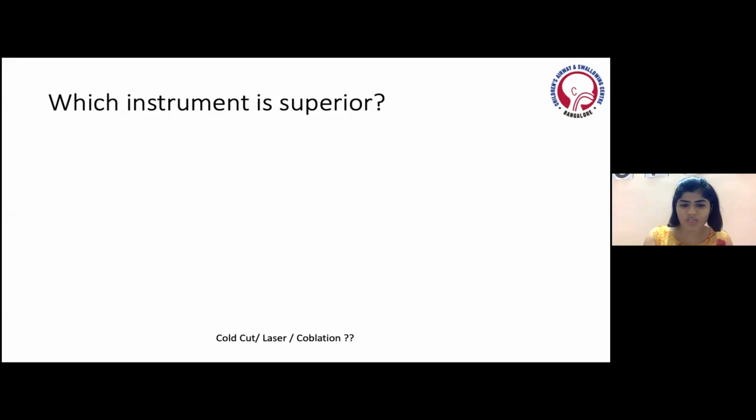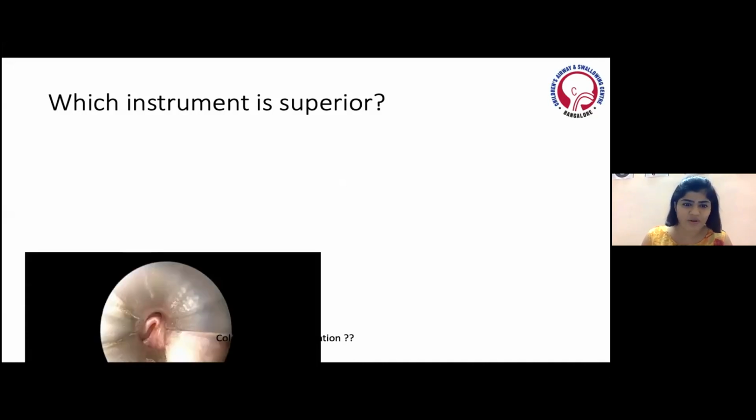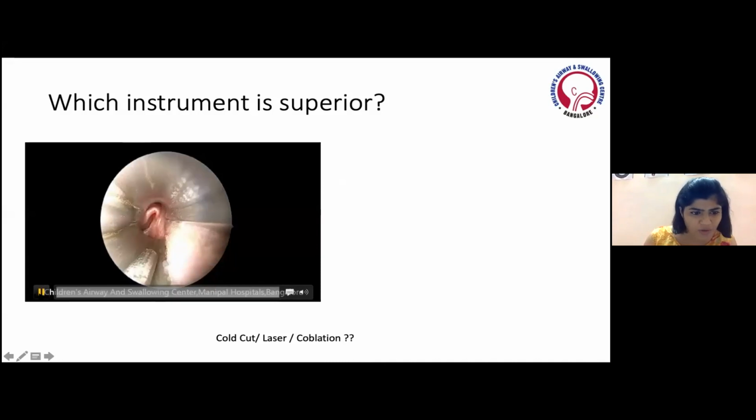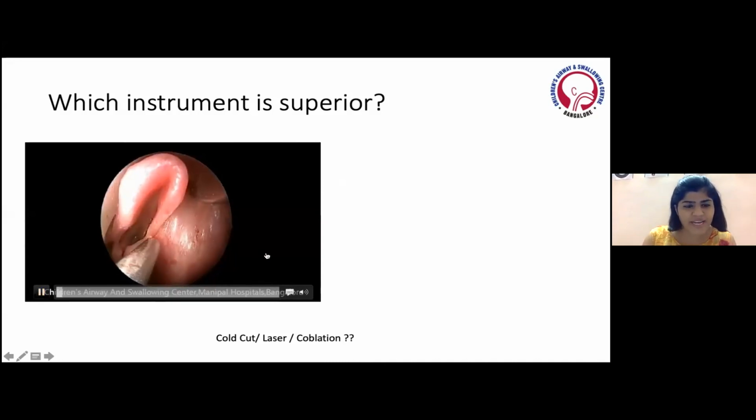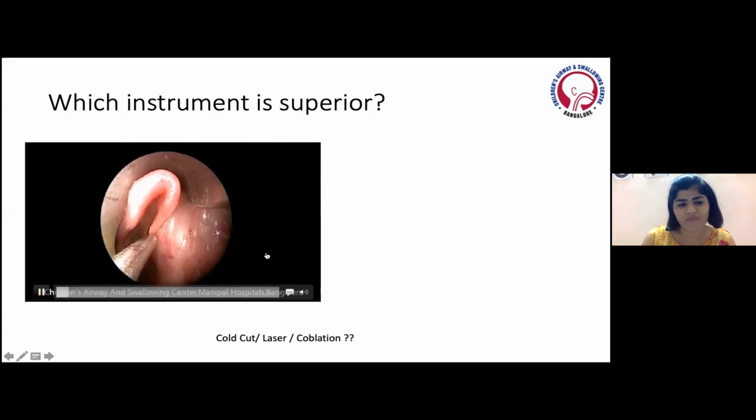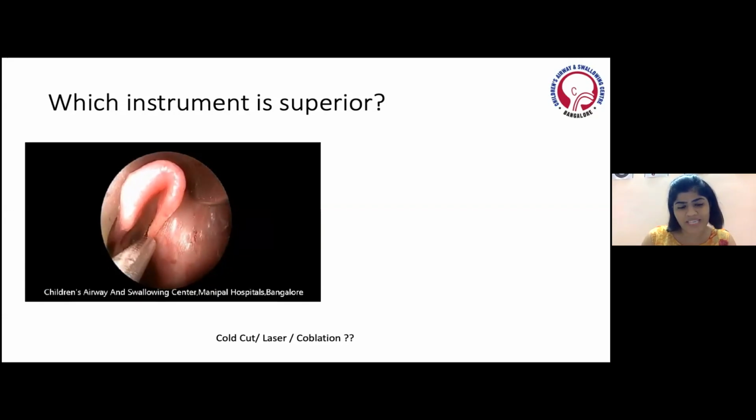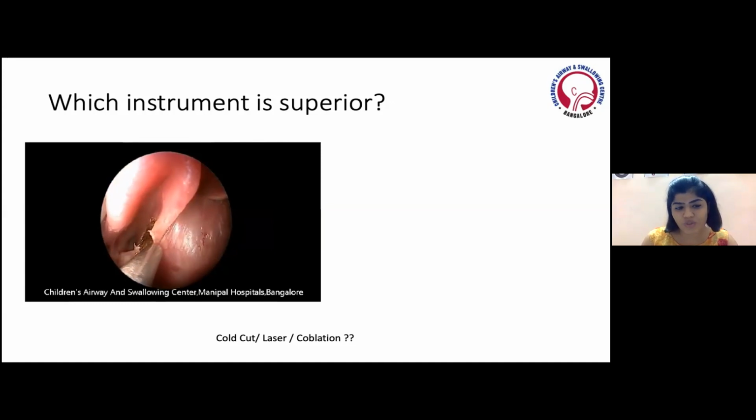So we have cold cut, laser and coblation. Which instrument do you think is superior? Just have a look at these clips and decide for yourself. Here is one video of a case of laryngomalacia, where we are doing the supraglottoplasty, AIIMS specifically. On the right side, we are using a CO2 laser with flexible fiber.